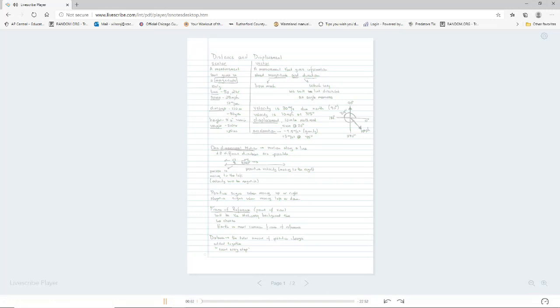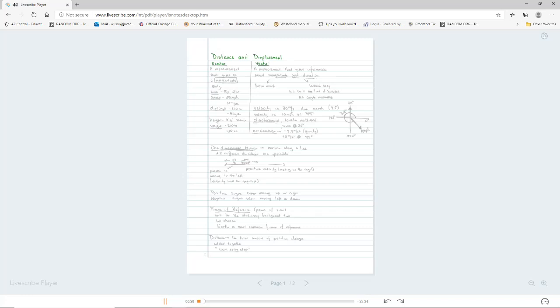Hello all. Today we're going to be talking about distance and displacement in physics. And we need to start with some terms and make ourselves familiar with them before we actually look at these two terms. So let's start with, in this case, the term scalar and the term vector.